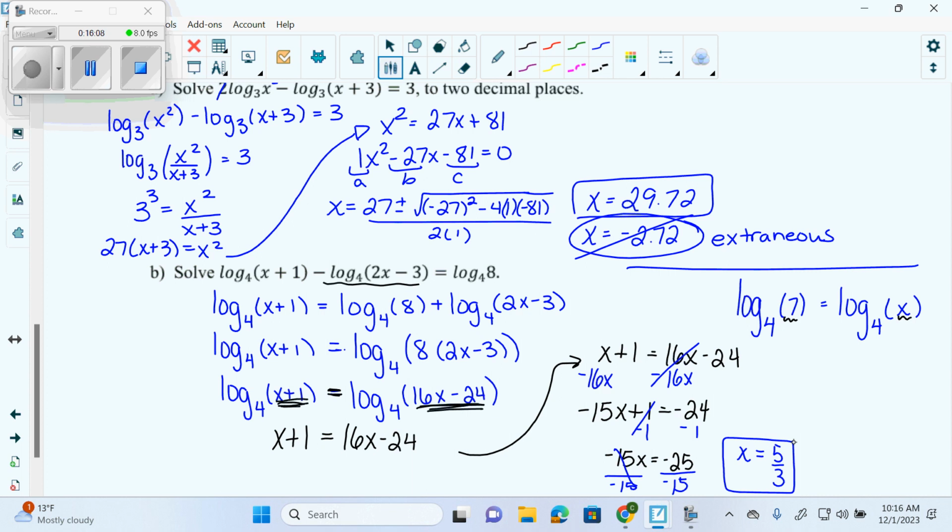So you can always skip this method if you don't like it. If you don't like this method, you can always move the logs all to one side, set it equal to 0, and convert to exponential, correct? But you need to know both methods because on a test, if they say Sam did it this way and Susan did it this way, who's right, who's wrong, you'd be like, well, Sam's wrong, Sam's an idiot, didn't do it the way I wanted him to do it. Well, that doesn't work because Sam might be the right one, and the other person might have done it wrong.